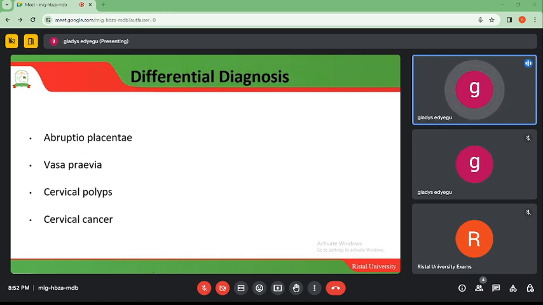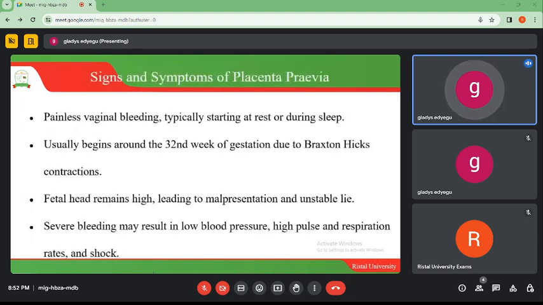So there are differential diagnoses of placenta previa. Many times a mother can come when she is bleeding. It doesn't mean that it is placenta previa. There are other conditions that can make these mothers bleed, and we need to explore them during investigations and history taking, so that we can rule out some of these differential diagnoses. One of them is abruptio placentae, and then vasa previa, cervical polyps, and cervical cancers.